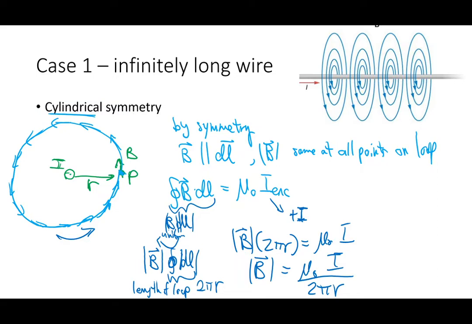This again only gives us the magnitude because we already need to assume certain things about the direction of the magnetic field already. So this just gives us the magnitude, and then you can fill in the direction information yourself. So that's all nice and good. We now have Ampere's law giving us the same result as the other method that we did.